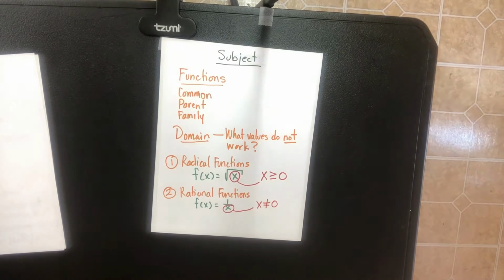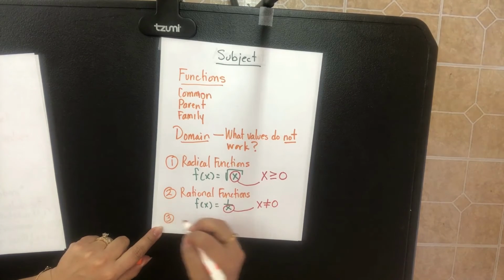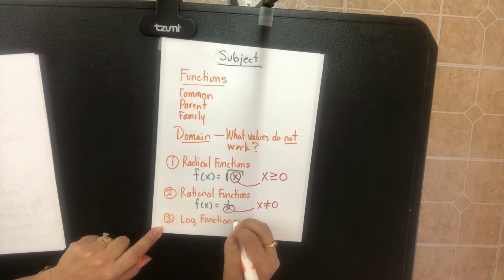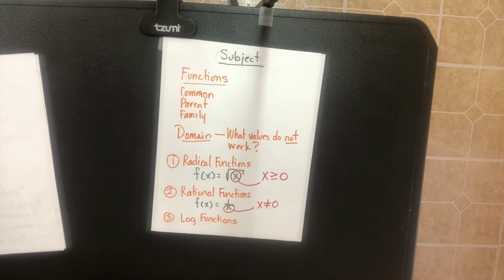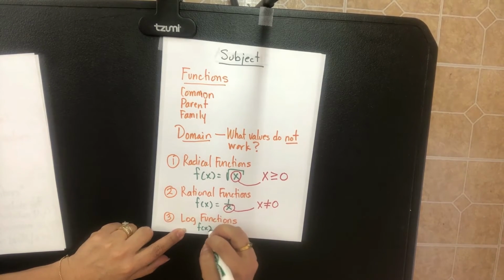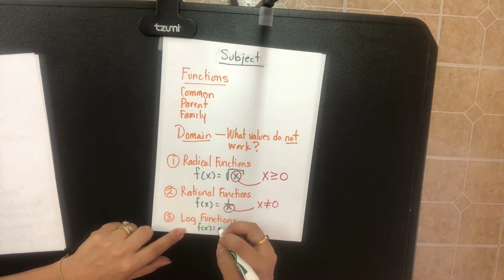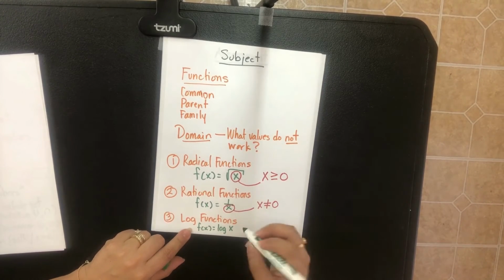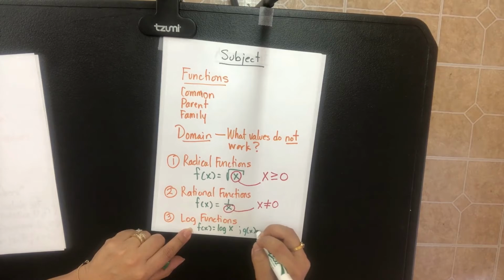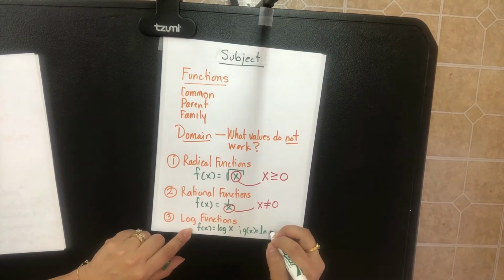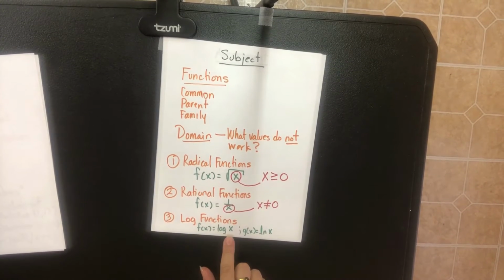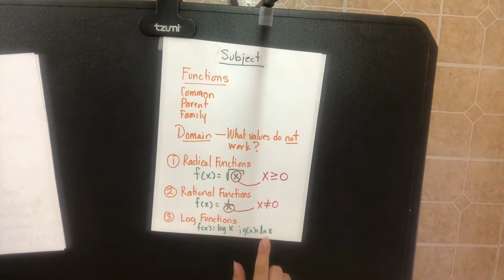And the third one is log functions. These are functions that, again, I'm going to turn to one of the common functions. f of x equals the log of x. That means it's base 10, or we could have g of x equal to the ln of x. That means it's a natural log. And we can have other bases, but when we write log, that means base 10. When we write ln, that means natural log.